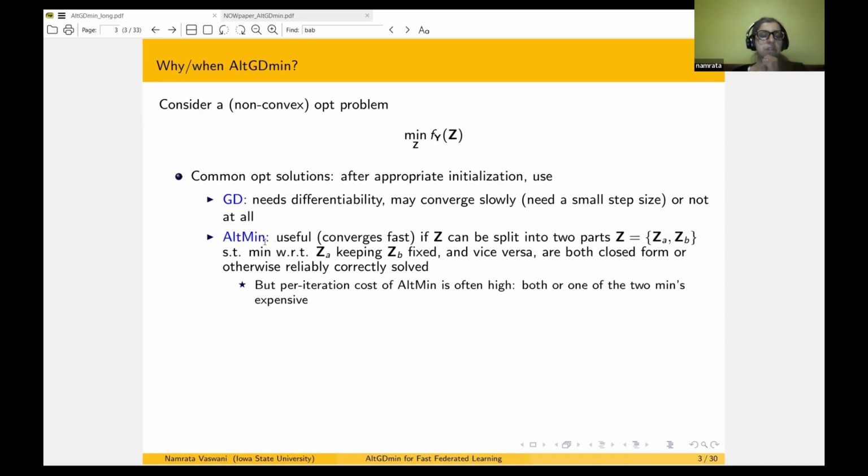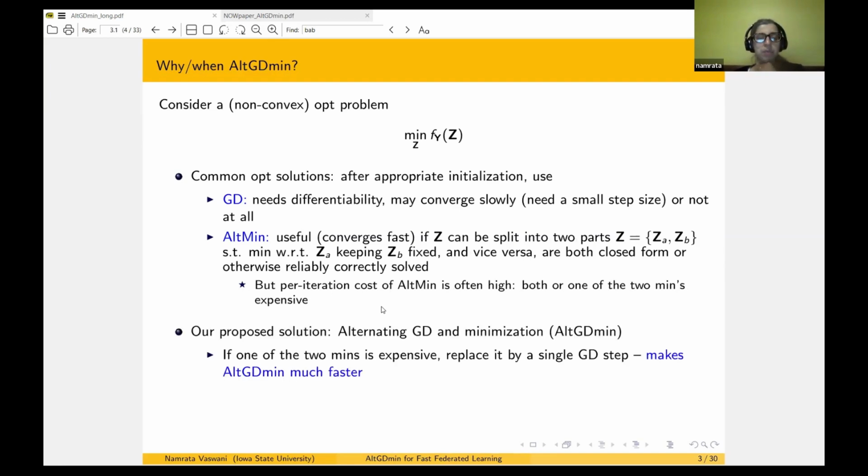The advantage of alternating minimization, in certain settings, is its fast convergence speed, which means low iteration complexity. But the disadvantage is the per iteration cost can be high because you're solving a full minimization over half the variables in each iteration, right? And this is typically the case if both or one of the two minimizations is expensive. I mean, it doesn't have special structure.